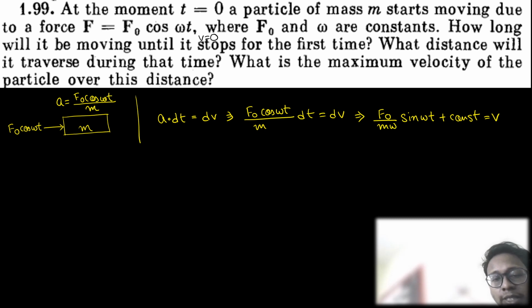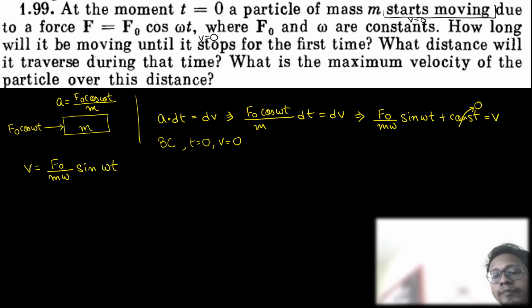Similarly, the boundary condition here is at t equal to 0, v is equal to 0. Why? The particle starts moving, so v is equal to 0. If you put t equal to 0 and v equal to 0 here, the value of the constant becomes 0. So the equation of velocity becomes v is equal to F naught by m omega sine omega t.